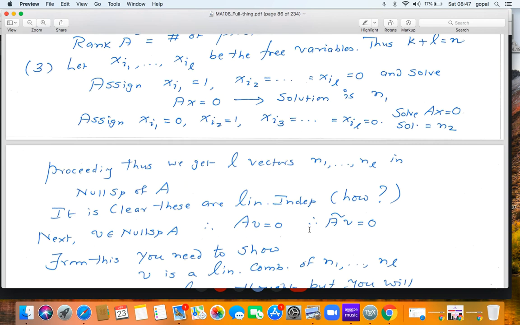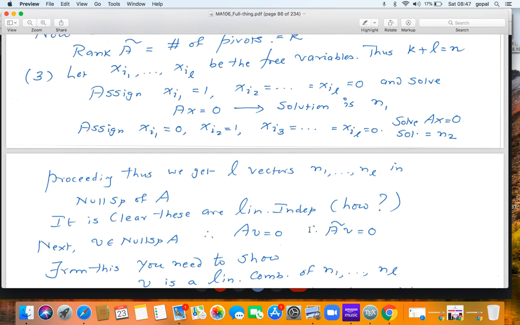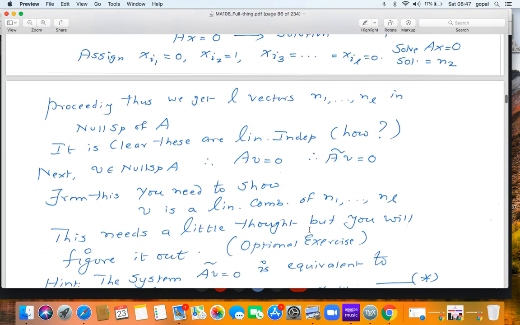If we show that they span the null space, then we would have shown that n1, n2, ..., nl is a basis of the null space, whereby L will be the nullity of A. And then we know that K plus L is N, and we would have completed the proof of the rank nullity theorem. That is, K is the rank and L is the nullity. So all that remains is to show that these vectors n1, n2, ..., nl span the null space. So take an element V in the null space, AV equal to 0.